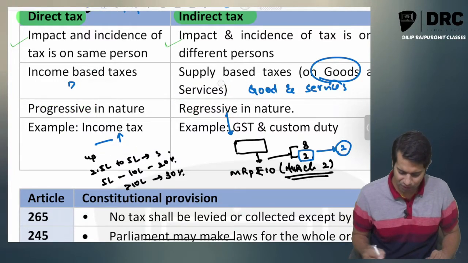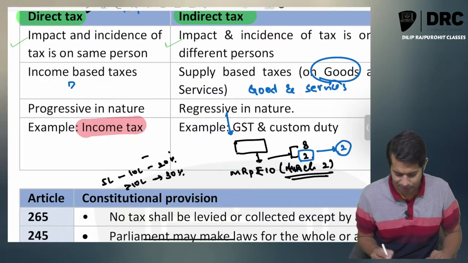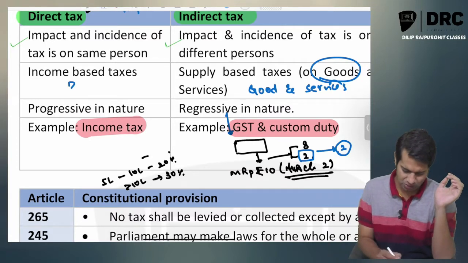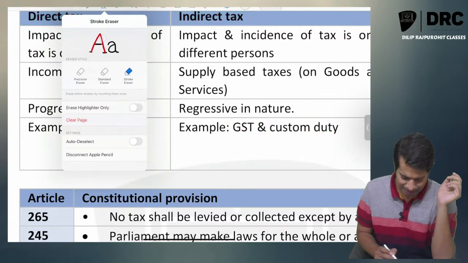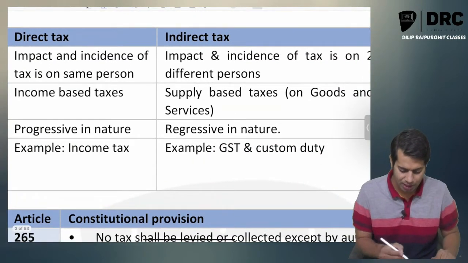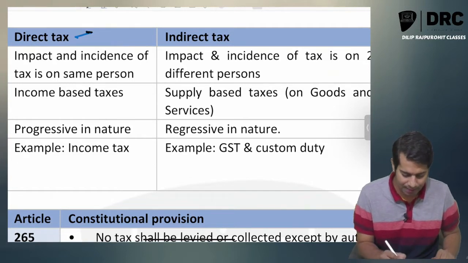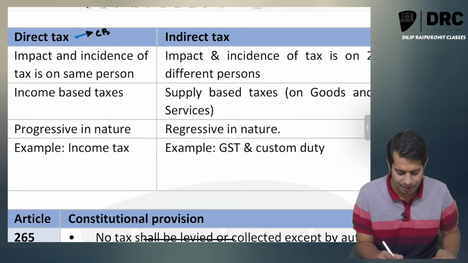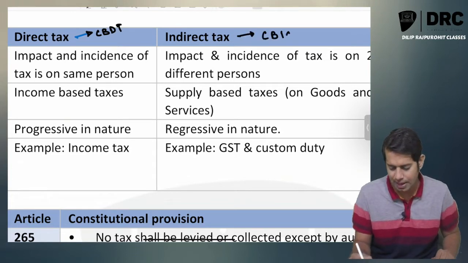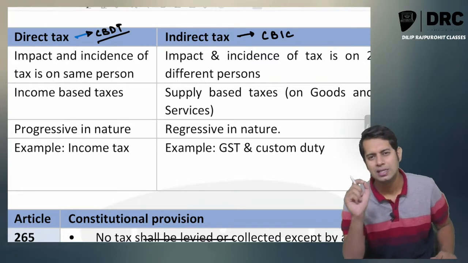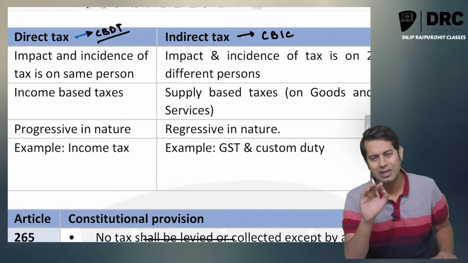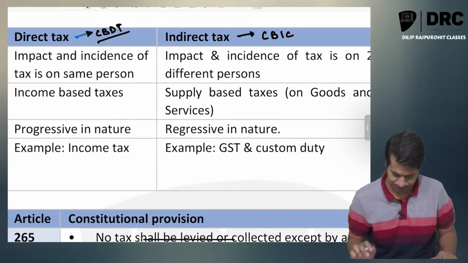So one of the examples for direct taxes is income tax, and one of the examples for indirect taxes is GST and customs. So these are some basic differences between direct taxes and indirect taxes. Now, the board which is managing direct taxes is called CBDT, and the board which is managing indirect taxes is called CBIC. CBDT means what, sir? Central Board of Direct Taxes. CBIC means what, sir? Central Board of Indirect Taxes and Customs.